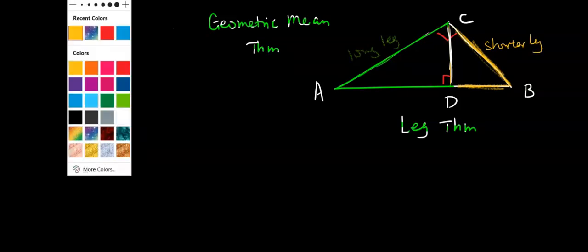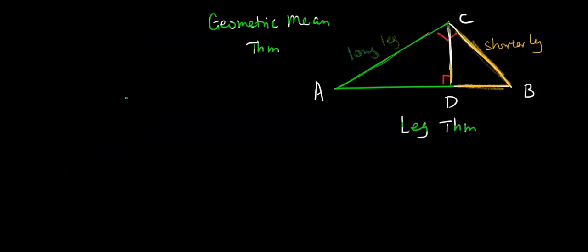And I'm going to rewrite this long leg for you to see. This is a long leg. And this BD I colored yellow earlier. This is a shorter leg's projection. Okay? All right. Now, this is what's happening.